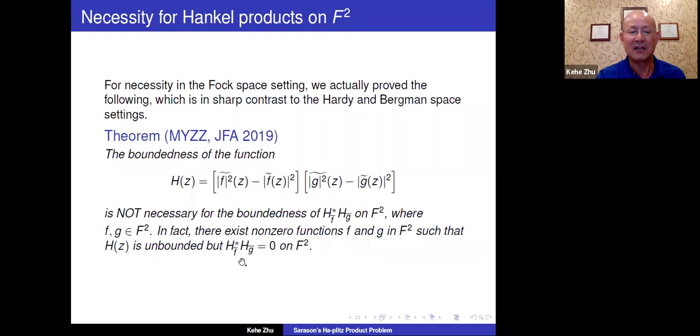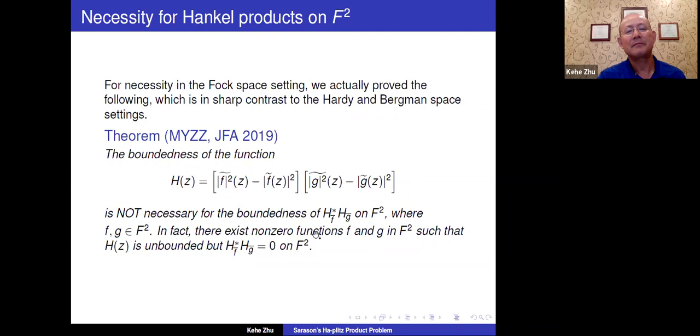And therefore, the bottom line for the Hankel product is that the natural conjecture is false. The earlier easy case turns out to be false in this case, and the earlier hard case turns out to be easier over here. All right.